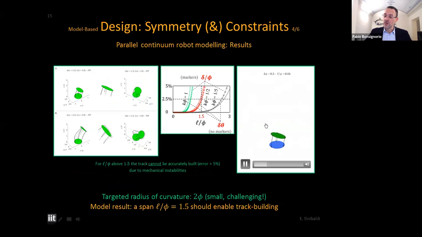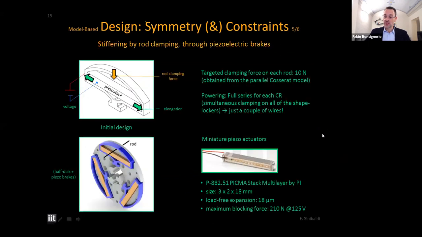I also wanted to mention that this simple model permitted us to predict these kinds of instabilities very accurately. So we were able to fix the span of our device, given the diameter, to achieve a given trajectory and curvature. And so we could, for instance, refine the design. For instance, how can I freeze the shape? I can freeze the shape by giving voltage to these tiny bricks here.